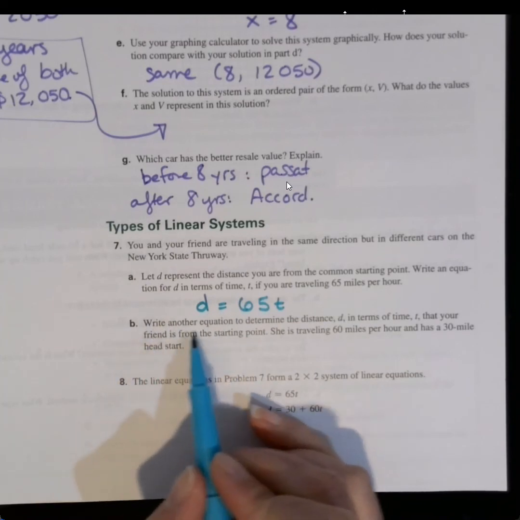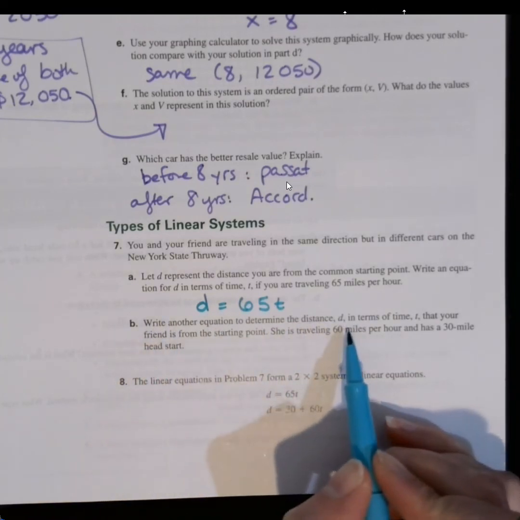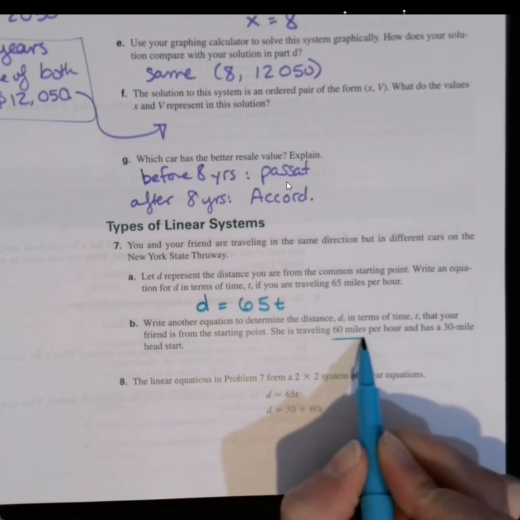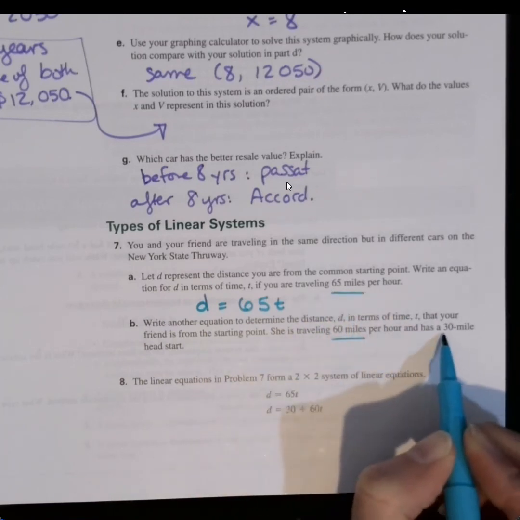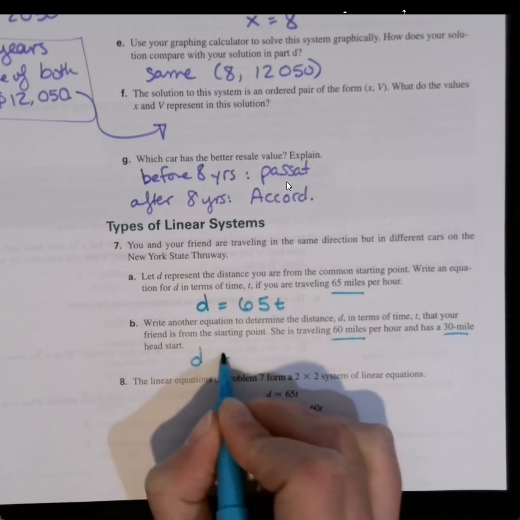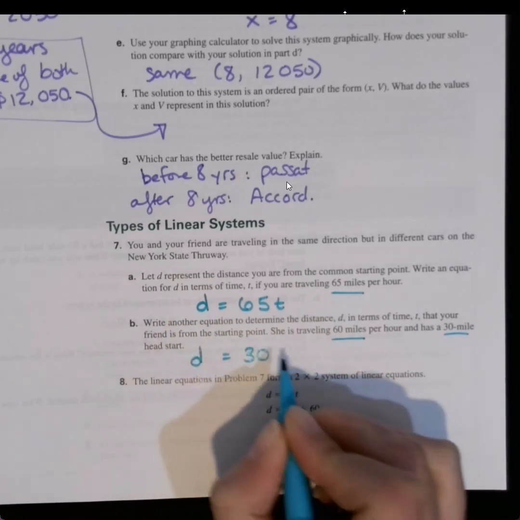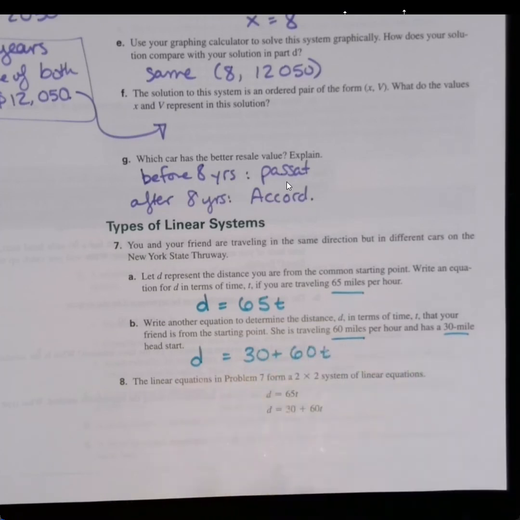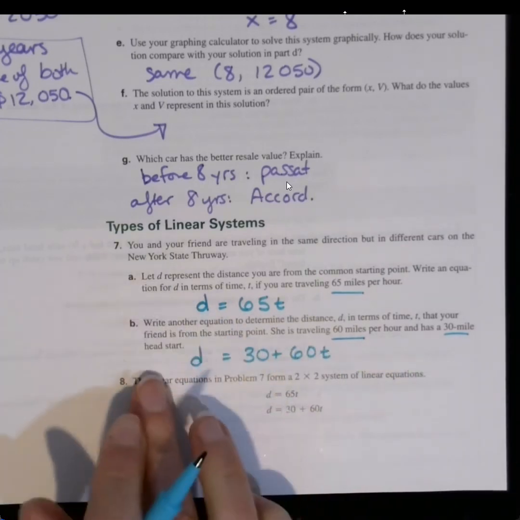Write another equation to determine the distance that your friend is from the starting point. She's traveling at 60 miles per hour. We were at 65, but she's got a 30-mile head start. So we're going to give her that 30-mile head start. She had already gone 30 miles, and then she's going to travel at 60 miles per hour. So those would be the two equations we're going to start with.